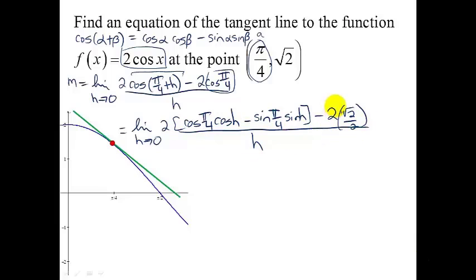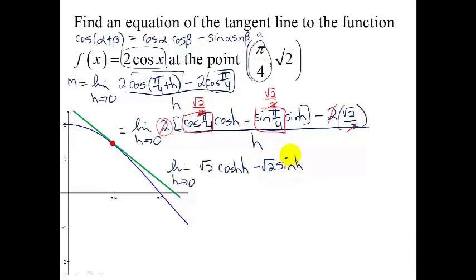Now we can do a little bit of simplifying. We know that the cosine of pi over 4 is square root 2 over 2, and we know the sine of pi over 4 is also square root 2 over 2, and then this 2 that's out in front applied to each of these would cancel with these denominators. So let's write down what we have left. The limit as h approaches 0 of square root of 2 cosine h minus square root of 2 sine h minus square root of 2 all over h.